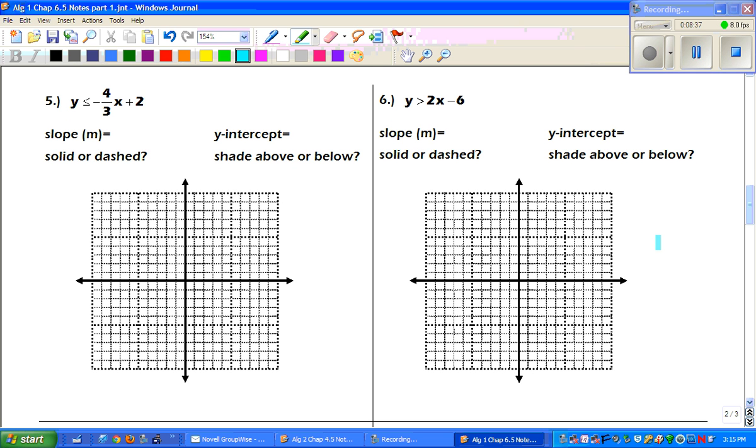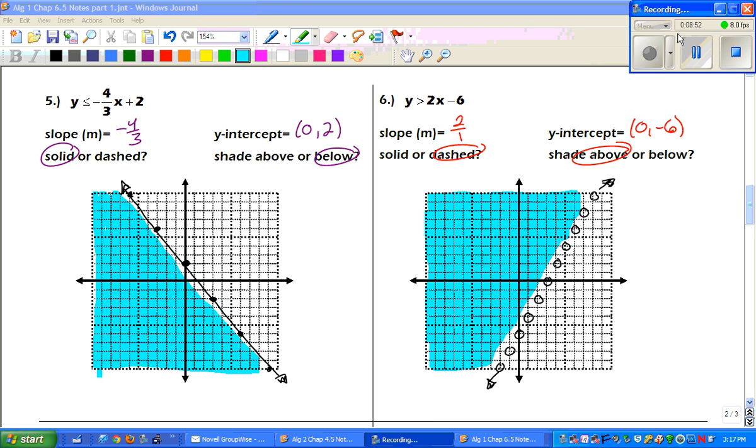Now 5 and 6 are all on your own. Pause the video once you are done with both problems. Okay? Good luck. All right, there you go. So, got to make sure to pay attention to the signs. It's a negative, so it's going down. Solid, and we shade below. Okay, number 6. It's a positive slope starting at negative 6. We're dashed, and we shade above.